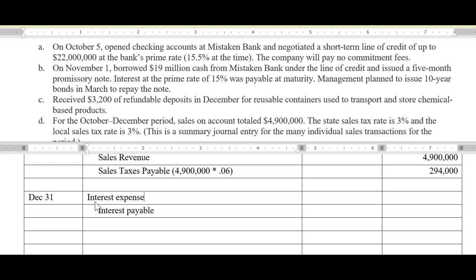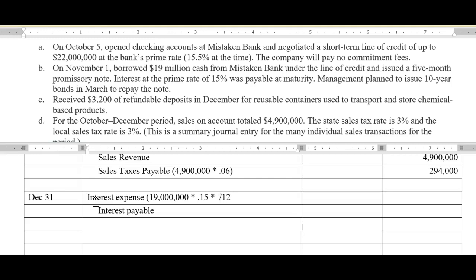we need to go in and calculate the interest expense. And again, an easy way to do that is PERT, principal times rate times time. So PRT, or PERT. So the principal again is our 19 million. We're going to multiply that by the actual rate on the line of credit, which is 15%, and then we need to multiply that by time. Remember, interest rate is always out of 12 months.